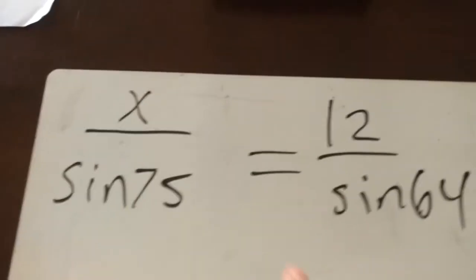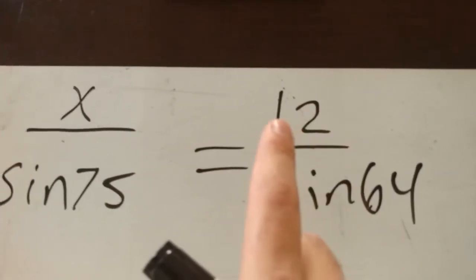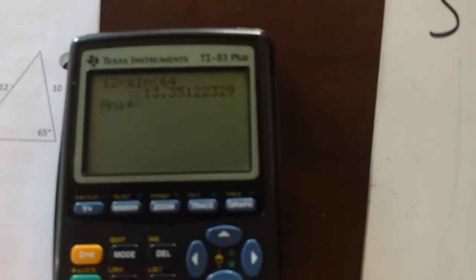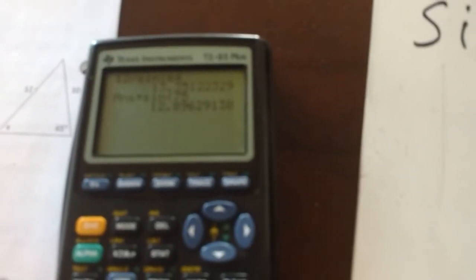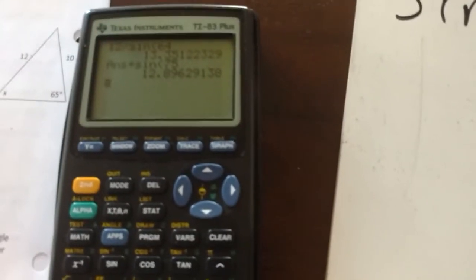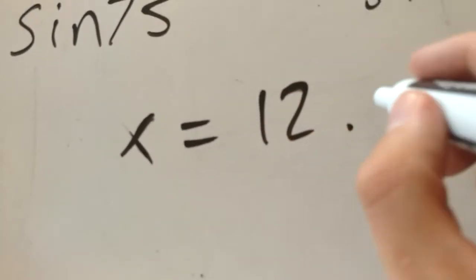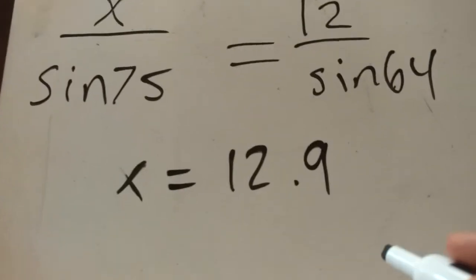So all we're going to do, since we want x, is 12 divided by sine 64 and then times whatever that is by sine 75. So 12 divided by sine 64, and then times that answer directly by sine 75, and that's going to give us, you might not be able to see it on camera, but it says 12.89. So we'll just round that up to 12.9. So x is going to equal 12.9, and there are no units on that, so that's going to be our answer. X is 12.9.